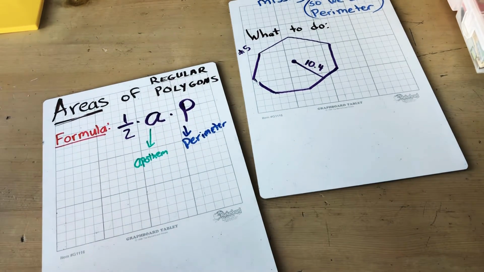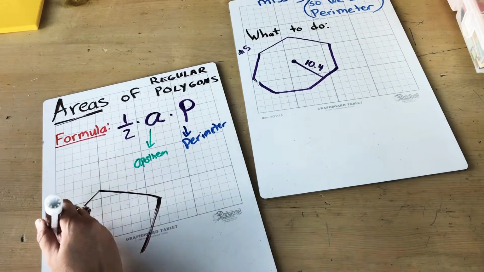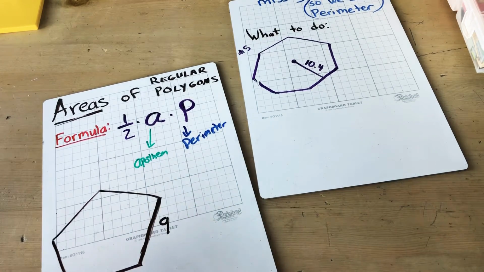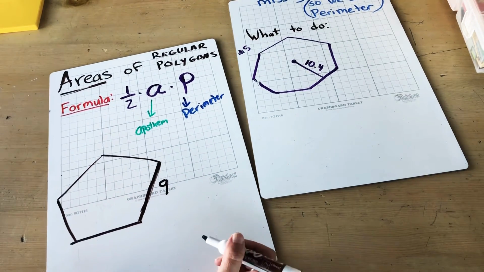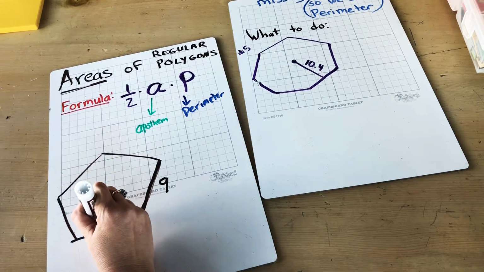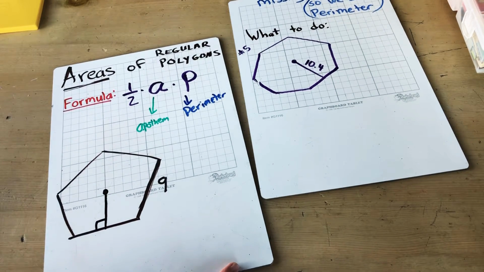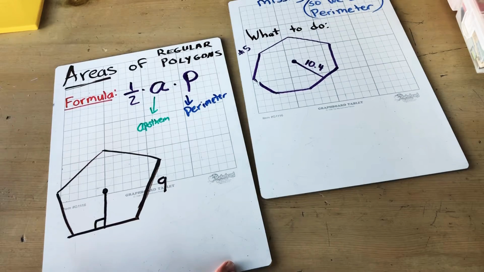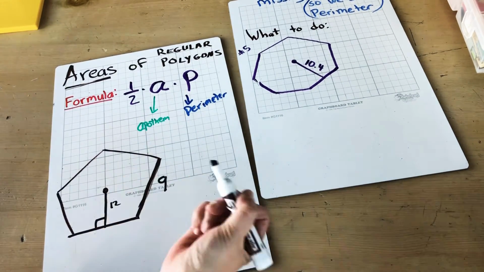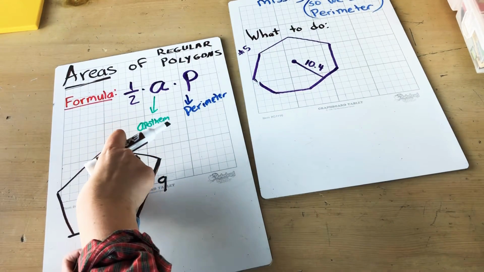Here, we'll do an example. So say I have a regular pentagon with 5 sides, and say you're given all the sides are 9. Your apothem is this little perpendicular kind of like height, but not really a height of the shape, but height from the center. That's called the apothem. So we need the apothem and the perimeter. Sometimes it's given to you and you're good to go. You just plug it into the formula. That was Friday's assignment.